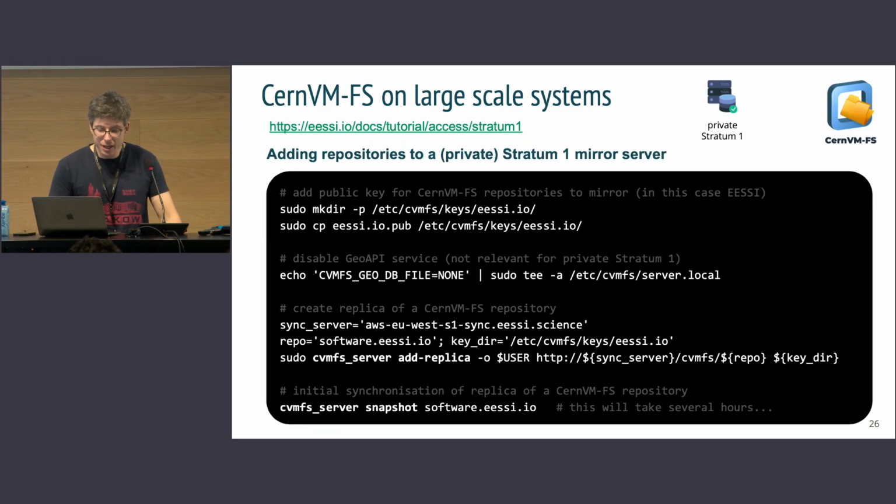This is the way that you would add repositories to a Stratum 1 mirror server. You basically just need the public key, a little bit of setup for which URL you're going to use, the keys, and then this add-replica command does everything for you. So you set up a Stratum 1, and then you do the snapshot, which is what we call the synchronization of the replica. If you do this for the first time, it's likely going to take several hours. I think the last time Kenneth tried it out, it was around 6 for a new machine for EESSI. Then of course the next one only fetches the diff of the new software that was added to EESSI.